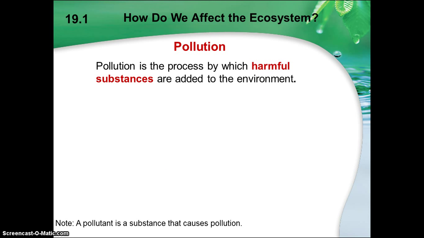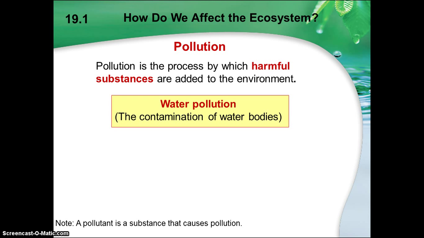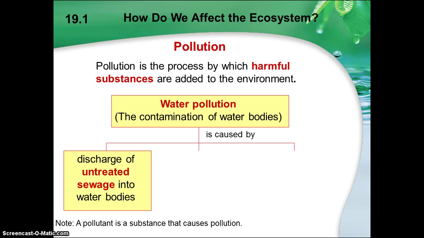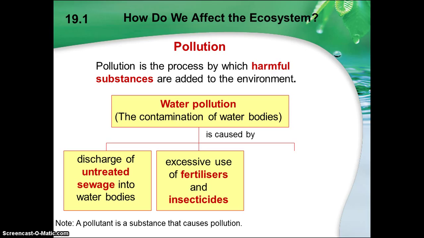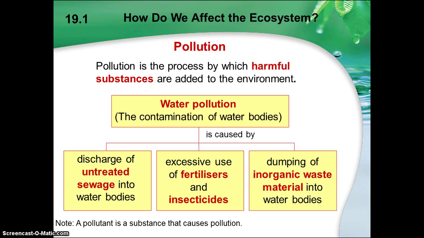Pollution. Pollution is a process by which harmful substances are added to the environment. These harmful substances are also called pollutants. In this chapter, we focus more on water pollution, which is the contamination of water bodies. Usually, this is caused by the discharge of untreated sewage into the water bodies, excessive use of fertilizers and insecticides, and the dumping of inorganic waste into the water bodies.